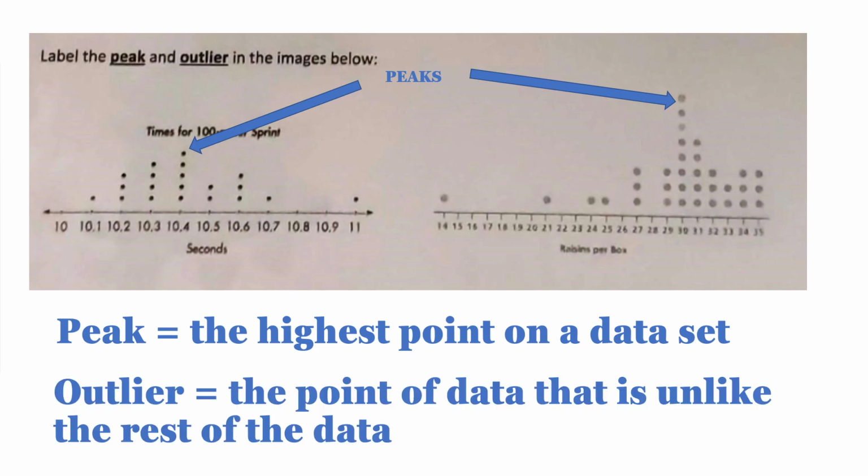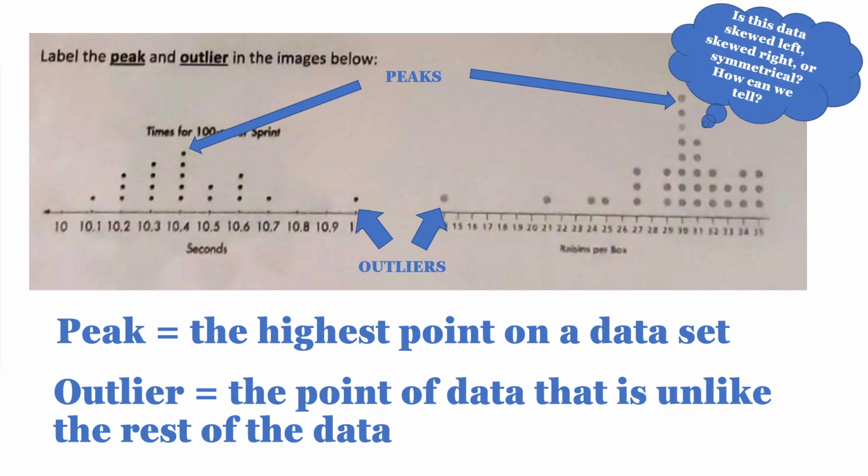An outlier is the point of data that is unlike the rest of the data. It doesn't seem like it belongs, and the way I like to think about it is the outlier is kind of like the outsider. The rest of the data seems pretty close together, but it doesn't seem like it belongs or is a part of it. So in this example, our outliers would be here and here because the rest of the data is all clustered together in a more closely knit fashion.